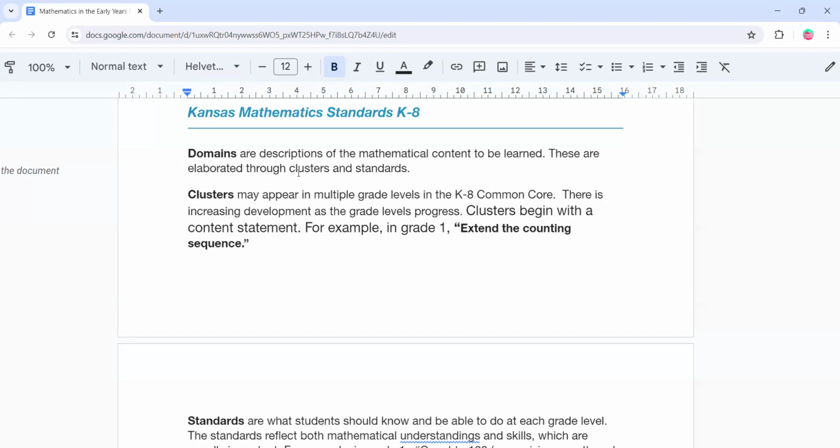Clusters may appear in multiple grade levels in the K-8 Common Core. There is increasing development as the grade levels progress. Clusters begin with a content statement. For example, in grade 1, extend the counting sequence.